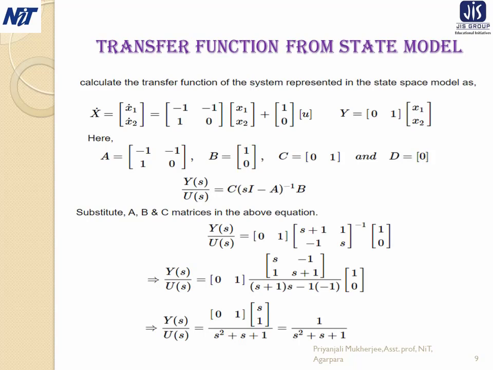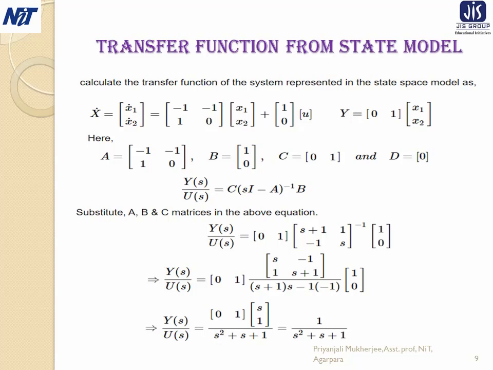Next, take an example to determine the transfer function from the state model. So here one state space model is given as x dot, that is x1 dot, x2 dot, equal to [-1, -1; 1, 0] times x1, x2, plus [1; 0] u, and y is given as [0, 1] times x1, x2. So D is not present.